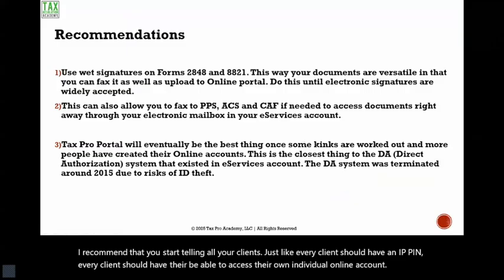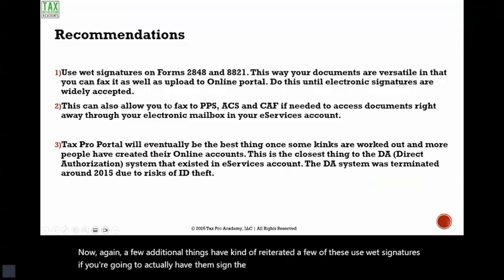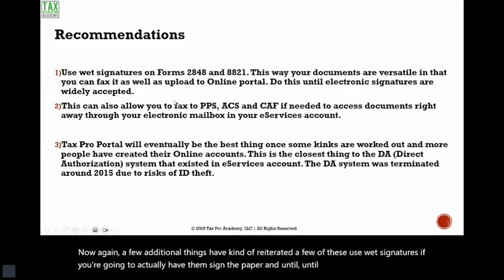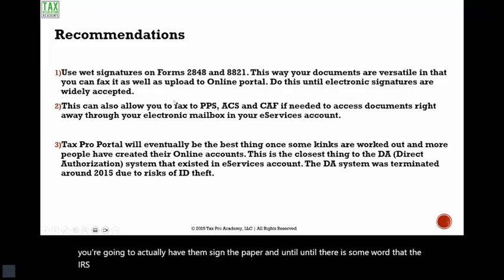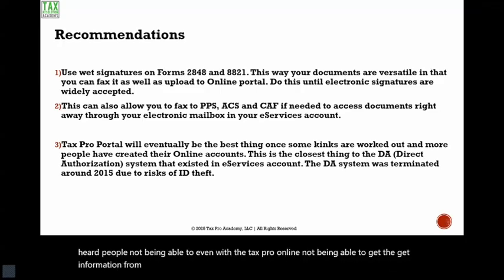Now, again, a few additional things. I've kind of reiterated a few of these. Use wet signatures if you're going to actually have them sign the paper, until there is some word that the IRS is accepting electronic signatures. Unfortunately, I've sometimes heard of people not being able to get information from the IRS if you call, even with the Tax Pro online. That's why I typically don't call anymore if I can avoid it.